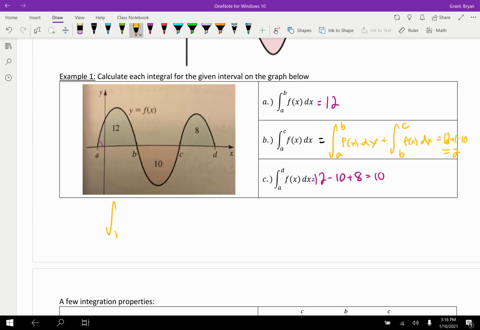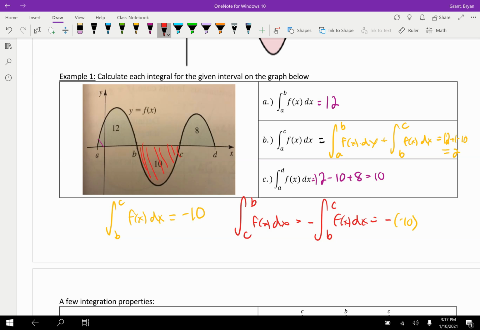So if I wanted the integral from b to c, moving left to right, of f of x dx, then we can see that that is negative 10. However, if you wanted to find the integral from c to b of f of x dx, then it is equal to the negative value of the integral from b to c, which we found earlier. So it's the negative value of negative 10, which in fact makes this positive 10. So moving from left to right, this area is negative. Moving from right to left, the area becomes positive.